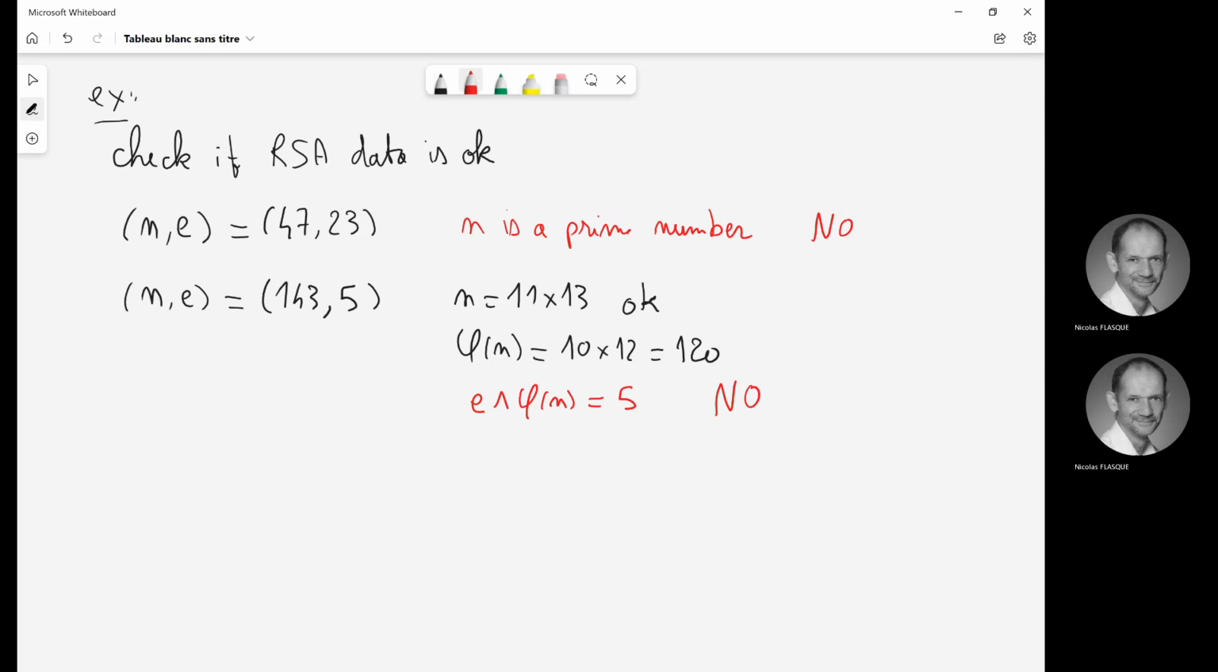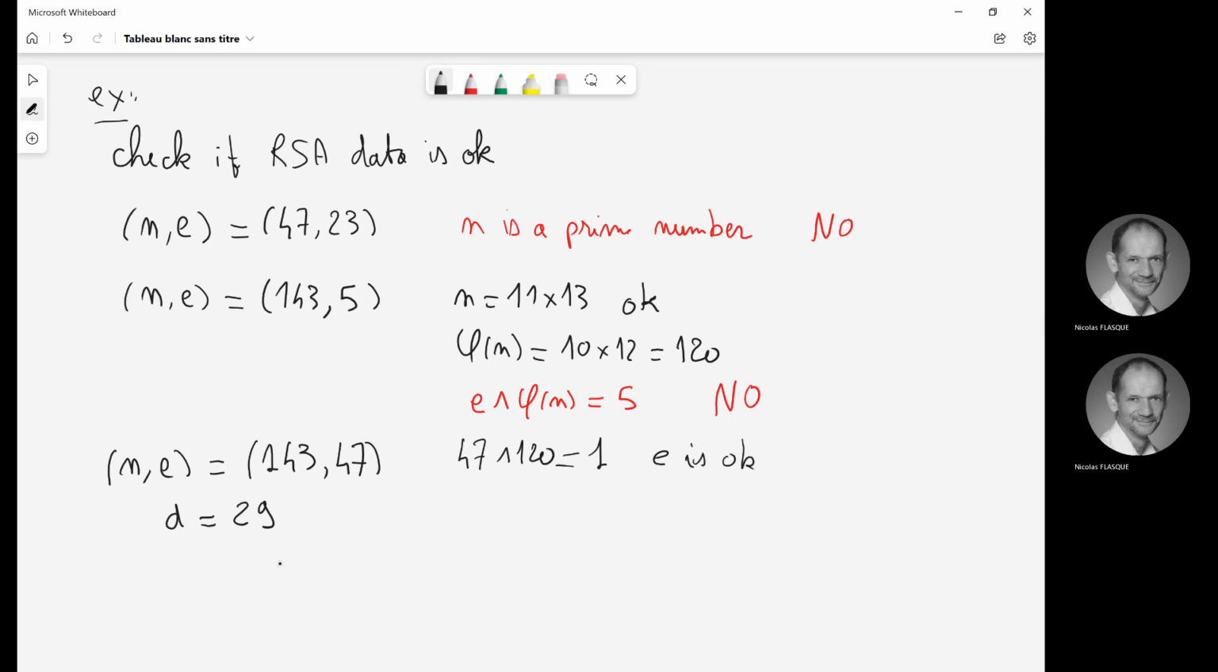Okay, next example, where we will check also the private key. So n is 143, and e has been chosen equal to 47. Here, n is still a product of two prime numbers. Phi of n is 120, and the GCD of 47 and 120 is equal to 1. So e is okay. Then you're told that the private key d is equal to 29.